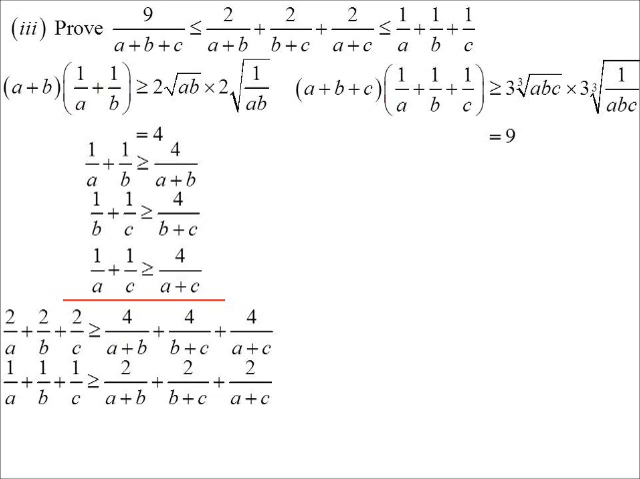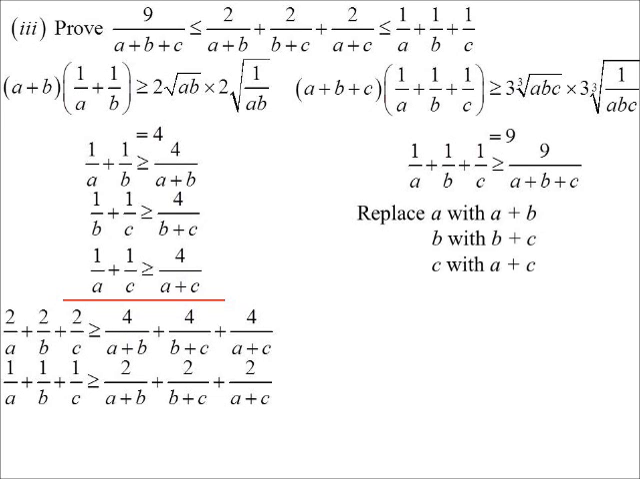Hopefully you can now see where it's going to drop out. Because if I now rewrite that, I get 1 on a plus 1 on b plus 1 on c is greater than or equal to 9 on a plus b plus c. So there's the other half of the inequality. So what I'm going to do is not quite what we want. I'm going to replace a with a plus b, I'm going to replace b with b plus c, and I'm going to replace c with a plus c.